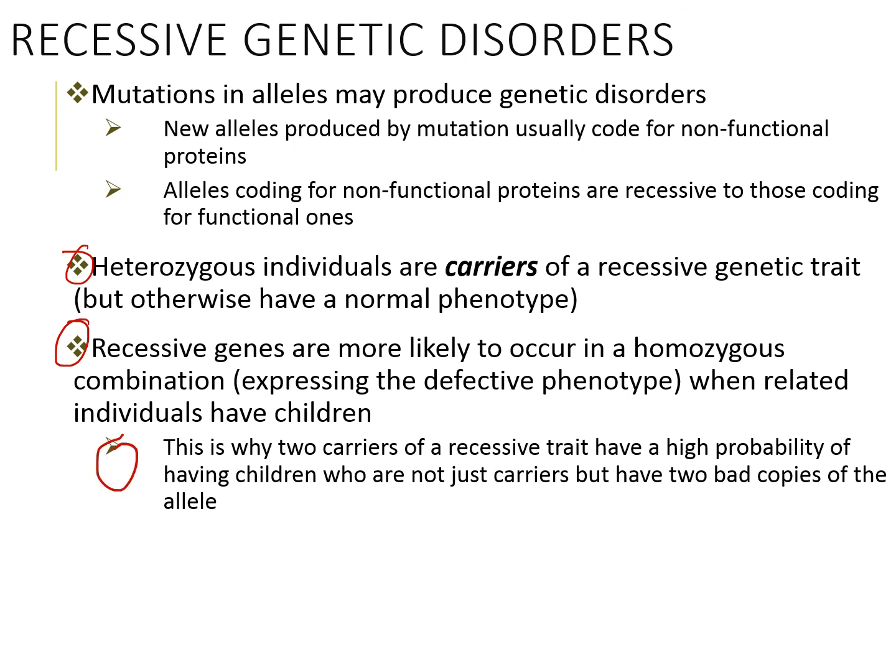So this is why two carriers of a recessive trait have a high probability of having children who are not just carriers, but who have two bad copies of the allele as well. So if you ever wondered why inbreeding was bad, now you know. Most of us have one or two recessive alleles that we are unaware of, and were we to mate with someone closely related to us, it's more likely that the offspring will get a recessive allele from us and also from the partner. So inbreeding is bad.